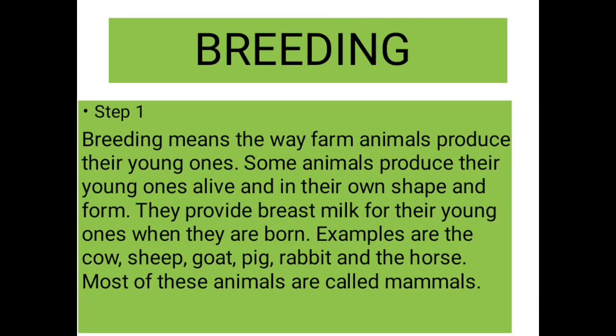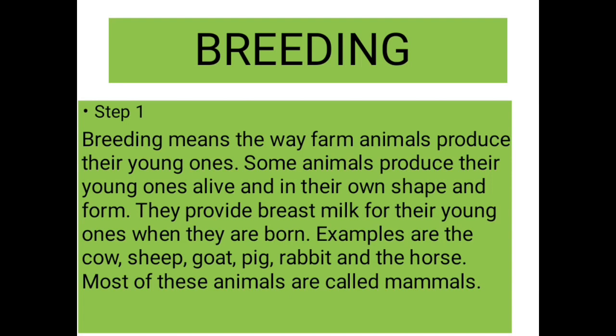Now, before us is the term breeding. So let's define breeding again. Breeding means the way farm animals produce their young ones, and there are some animals who produce their young ones alive and in their own shape and form. They provide breast milk for their young ones when they are born. The examples of such animals are cows, sheep, goats, pigs, rabbits, and the horse. Most of these animals are called mammals.